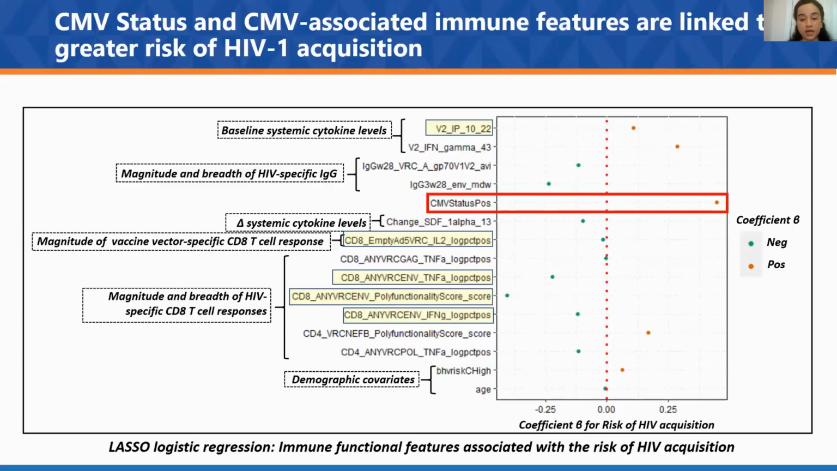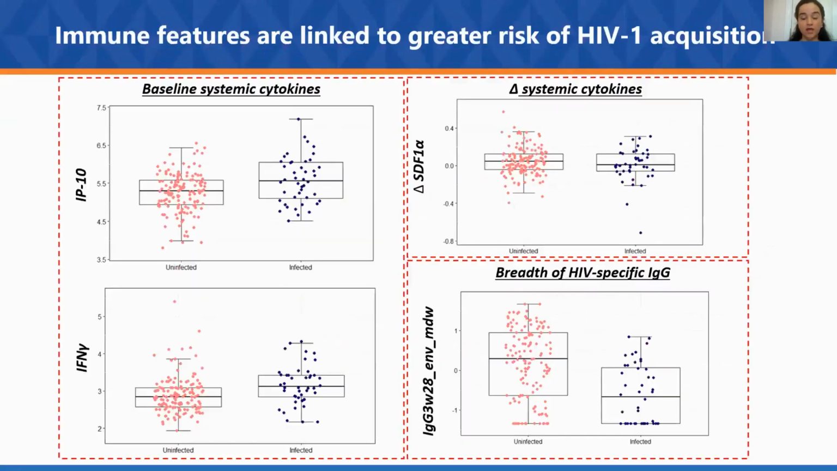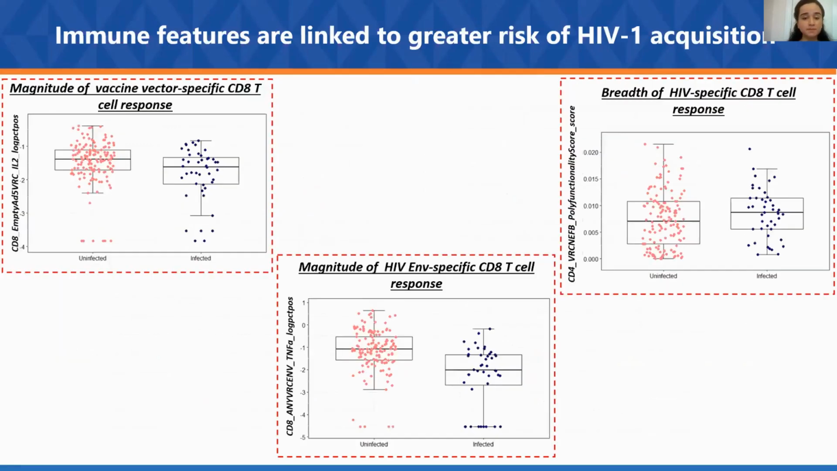So we showed that CMV status is actually linked with the risk of HIV acquisition. And then here, there are a couple of data points. Now the box plots are uninfected versus infected people who down the line in the vaccine efficacy trial got HIV or did not. So these are the baseline systemic cytokine values that are shown to be associated with the risk of HIV acquisition. And then there are delta systemic cytokines, a breadth of HIV-specific IgG.